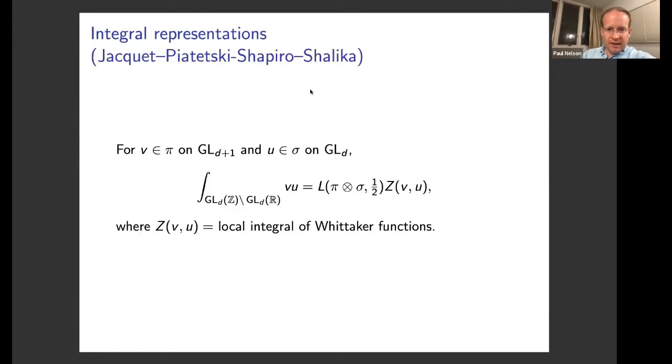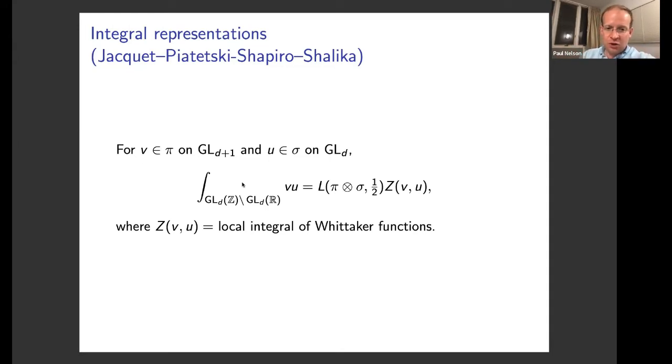from some big picture perspective, the only real tool we have for saying anything rigorous about L functions in this number field setting that we're tacitly restricting to is the theory of integral representations. So I've indicated here the basic identity that powers a lot of that, which is, well, we'll take pi to be some automorphic representation for GLD plus 1, sigma for GLD. I'll write V and U for vectors in those representations. So V and U are now automorphic forms.